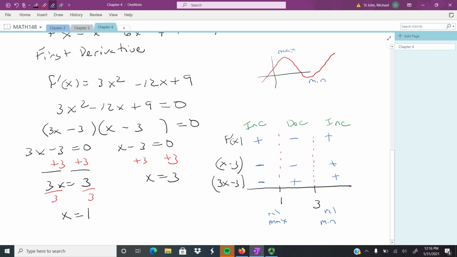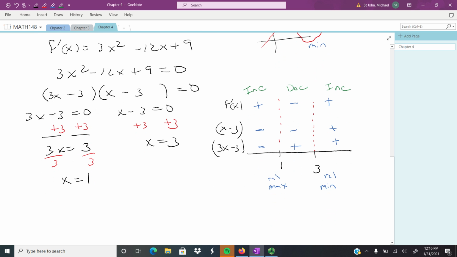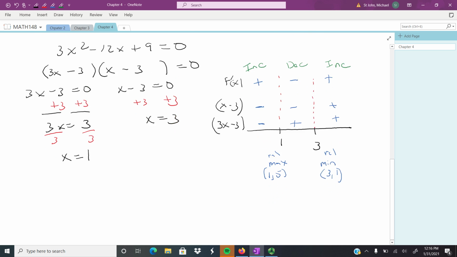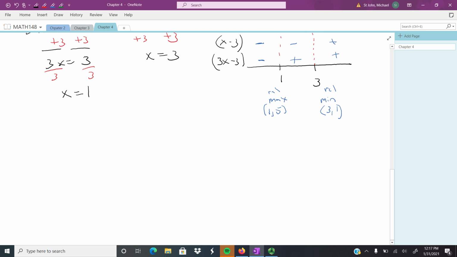And then we could get the corresponding y values for those 2 points. So we could plug in the 1, we could plug in the 3, and we could get the y coordinate. So that's what that tells me. And so this would come out to be, actually, if you did this, would be the point 1, 5. And if you did this one, you would get 3, 1. If you plug that in, right? So now we get to the second derivative test.